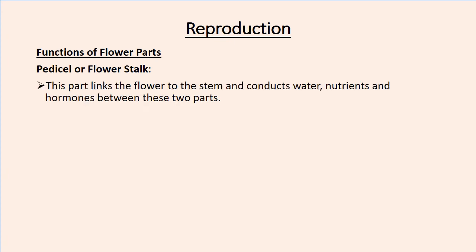So let's just go through again what I've been explaining. Functions of flower parts. We're going to start with the pedicel or flower stalk, which links the flower to the stem and conducts water, nutrients, and hormones between these two parts. Of course, I just mentioned the part of linking the flower to the stem, but that's also where water, nutrients, and hormones pass through.